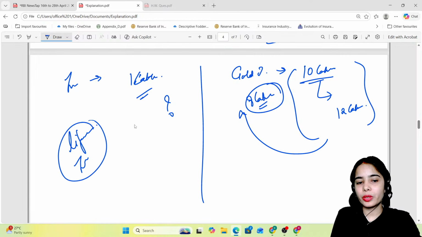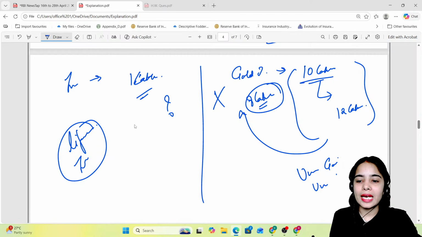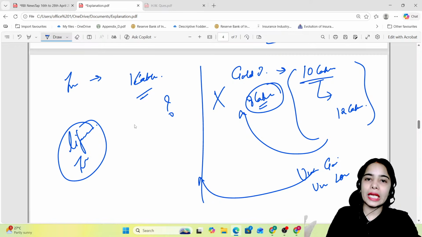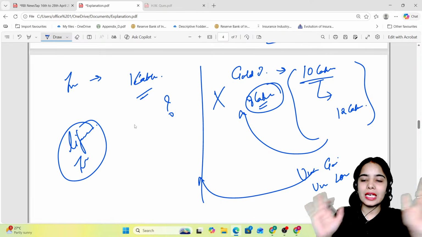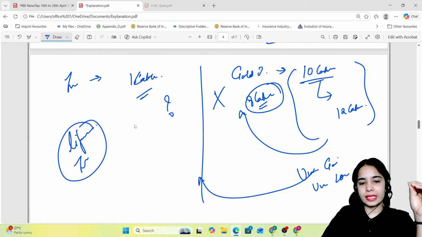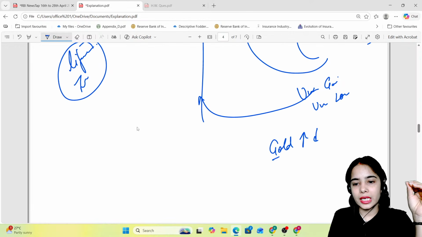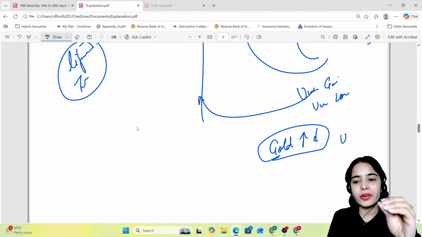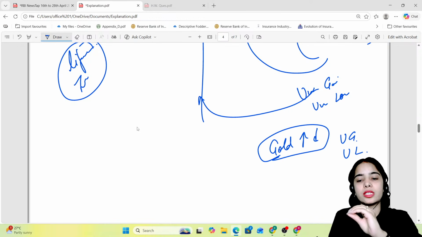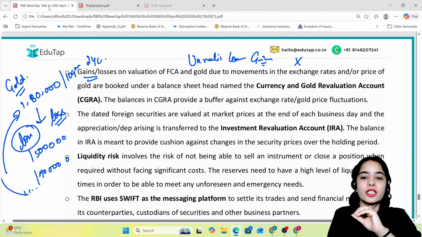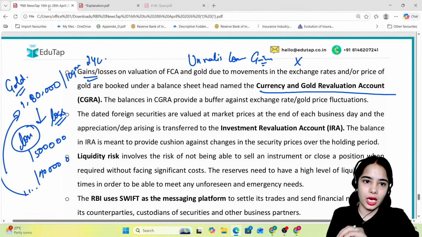Is your regular income getting affected if you're not selling the gold? These are only unrealized gains or unrealized losses, which do not affect your standard of living or your regular income. Similarly, if the gold price is increasing or decreasing, the unrealized gains or unrealized losses should be recorded separately. That's why we have a separate account known as the currency and gold revaluation account.